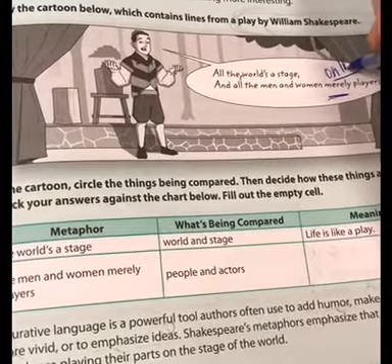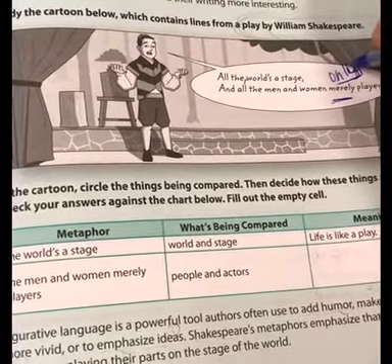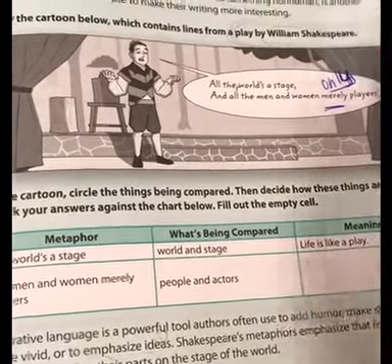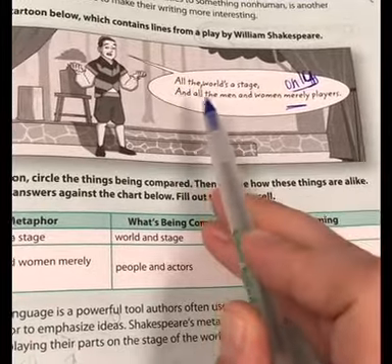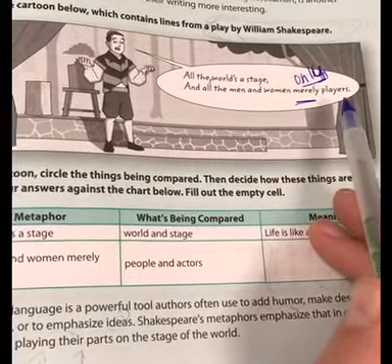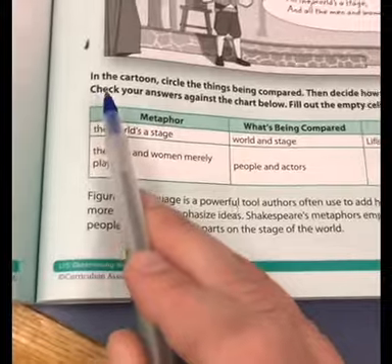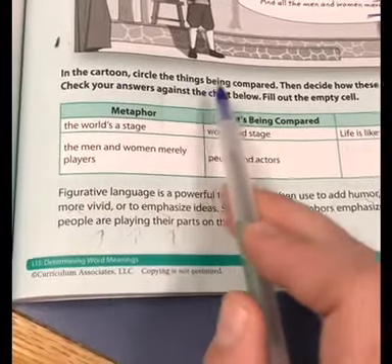Please excuse that extra curve there. This is harder to do than it looks. So all the world is a stage and all the men and women only players. Now here's what we have to do with this. In the cartoon, circle the things that are being compared.